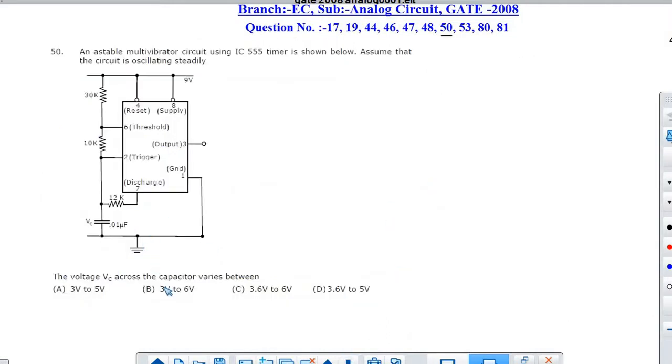If we see among the options, the maximum value of the voltage will be 5 volt and the minimum value of the voltage will be 3 volt. So the voltage VC of the capacitor varies between 3 volt to 5 volt. Hence, A is the correct answer.